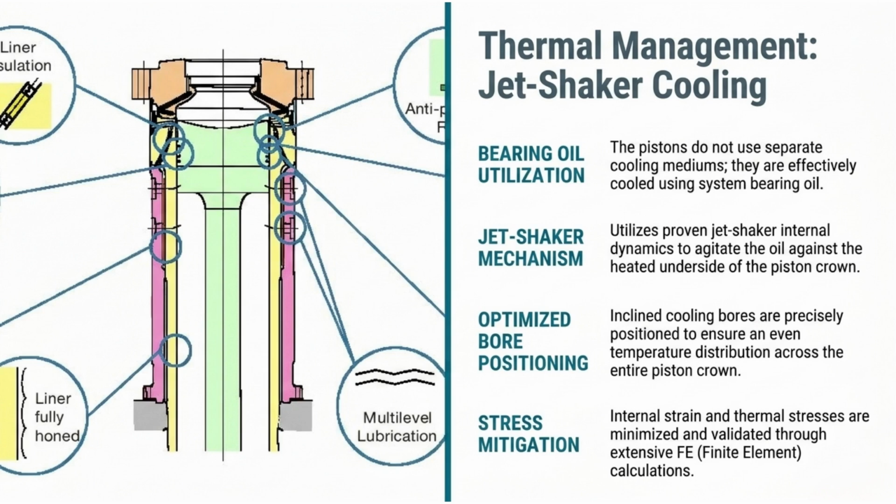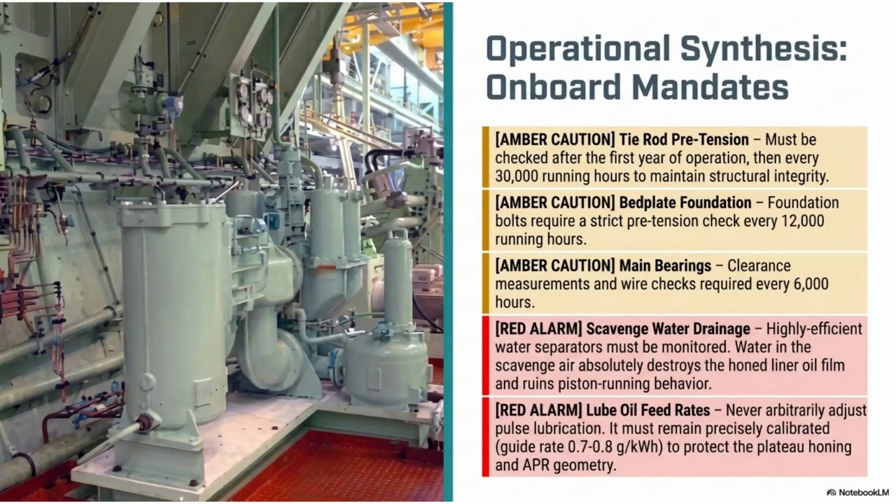For thermal management, the pistons do not use separate cooling mediums. They are effectively cooled using the system-bearing oil. This utilizes a proven jet shaker mechanism, which agitates the internal oil directly against the heated underside of the piston crown. The inclined cooling bores are precisely positioned to ensure an even temperature distribution across the entire crown. This mitigates stress, minimizing internal strain and thermal stresses as validated by extensive finite element calculations.